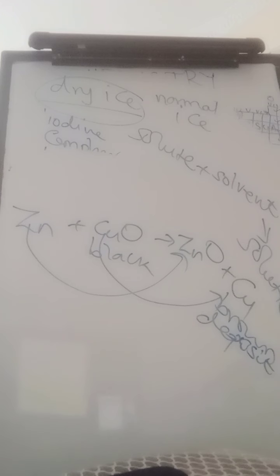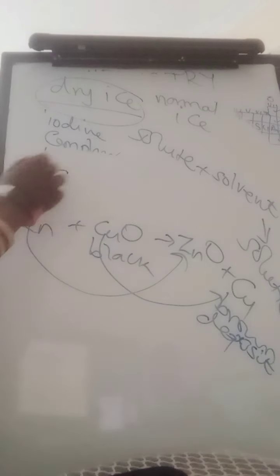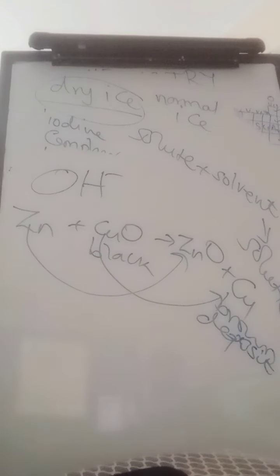Good. So the next one, sodium hydroxide dissolves in water, forming a strongly alkaline solution. Ammonia dissolves in water, forming a slightly less alkaline solution. Identify the ion that makes the sodium hydroxide solution alkaline. That is the hydroxide. So hydroxide ions are responsible for the alkalinity of sodium hydroxide. Very good.